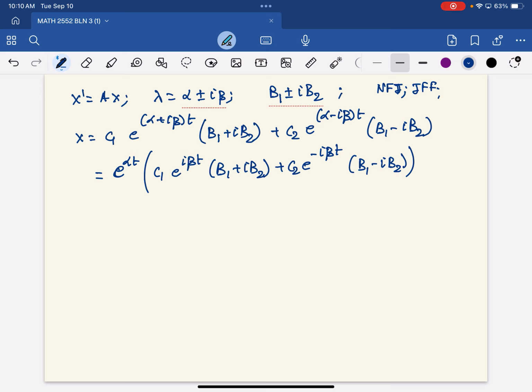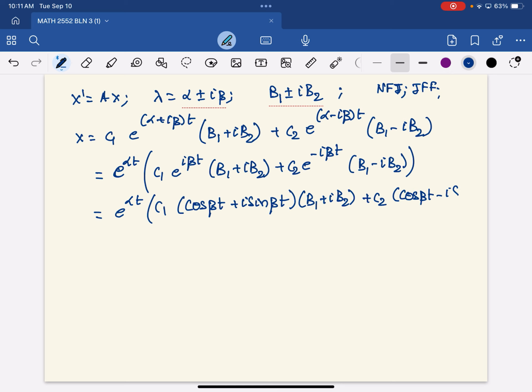Yes? And thanks to Euler, we know that this is going to be e to the alpha t times, C1 (cosine beta t plus i sine beta t) times (b1 plus i b2), plus C2 times (cosine beta t minus i sine beta t) times (b1 minus i b2), right? You know Euler's formula, e to the i theta is cosine theta plus i sine theta. When you studied complex numbers, you must have studied that as well. Are you with me on that?